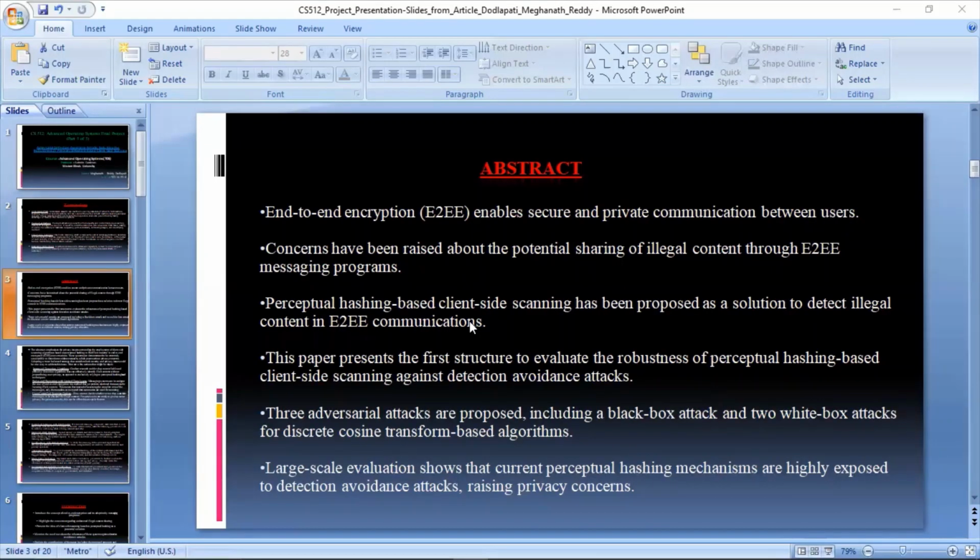The researchers have created the first method to check how well the scanning can stop people from avoiding being detected. They come up with three kinds of attacks: one is a black box attack and two of them are white box attacks, all designed for the discrete cosine transform based algorithm. But after testing this on a large scale, they find that the current scanning methods can be tricked easily, which might cause more worries about privacy.